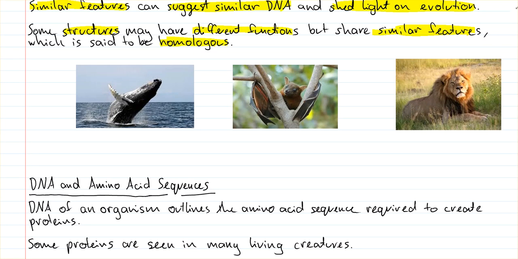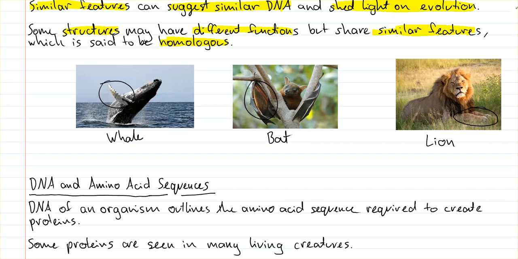So if we have a look here, what I've got is three different types of organisms. Firstly, here we have a whale, we also have a bat, and then we have a lion. On the outset, we would say they're probably three quite different species, very different types of animals, and they look quite different. But if we had a closer look structurally at their limbs, so we're talking about the whale fin here, the wing here of the bat, and then the leg and paw of a lion.